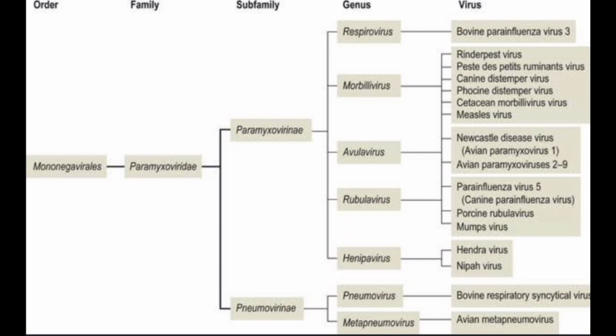Classification. The family Paramyxoviridae is divided into four genera: rubulavirus, mumps virus, parainfluenza virus, parainfluenza types 1-4, pneumovirus, respiratory syncytial virus, morbillivirus, measles virus.